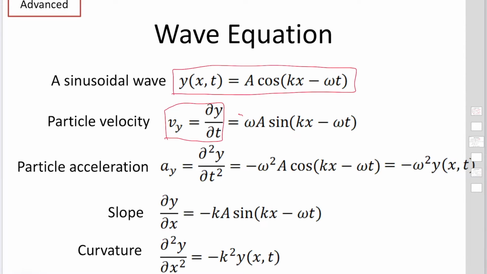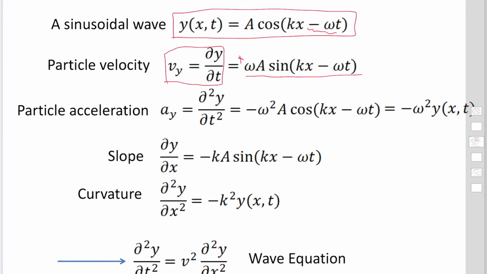Then this is a derivative. We should use the chain rule. Minus omega times minus becomes a positive. So it becomes omega A sine(kx minus omega t). So if you take the first partial derivative with respect to t, it becomes omega A sine(kx minus omega t). And the acceleration can be calculated using the second derivative.